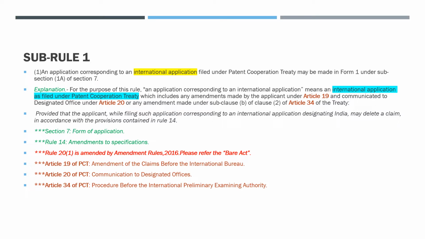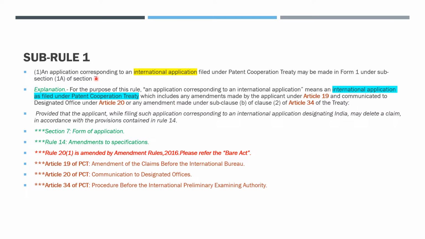So, this sub-rule discusses the international PCT application that is to be made in Form 1 as per Section 7, and the title of Section 7 is Form of Application. Fine. And what is the explanation?